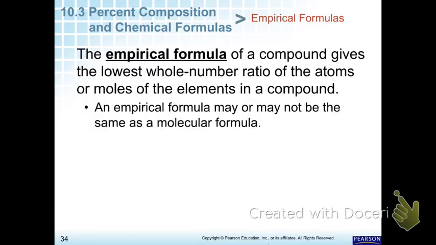So the empirical formula just gives you basically a ratio of the elements that are in the compound. This does not give you the number of atoms, which makes it a little bit confusing, actually. So the lowest whole number ratio is probably the most important part of that statement right there.